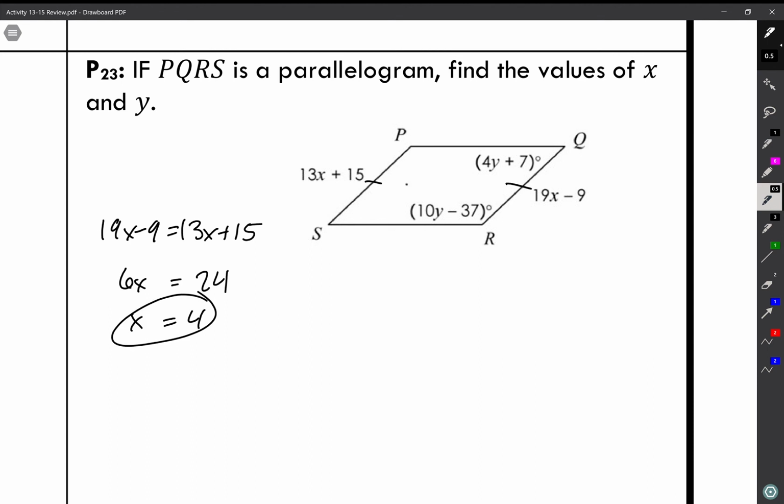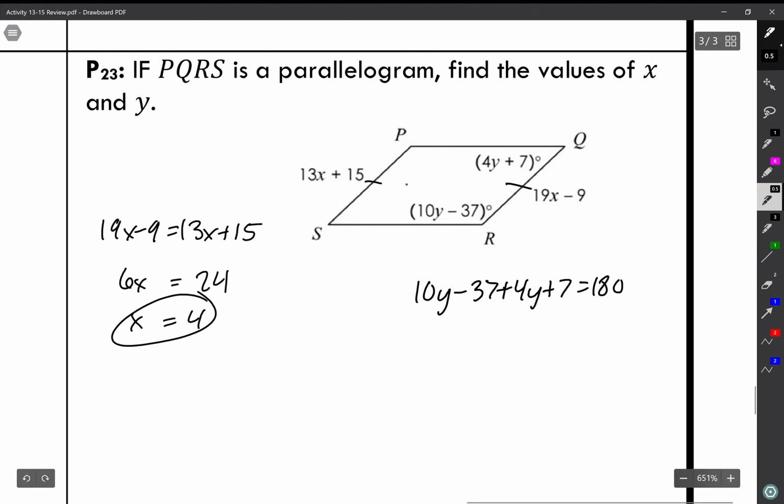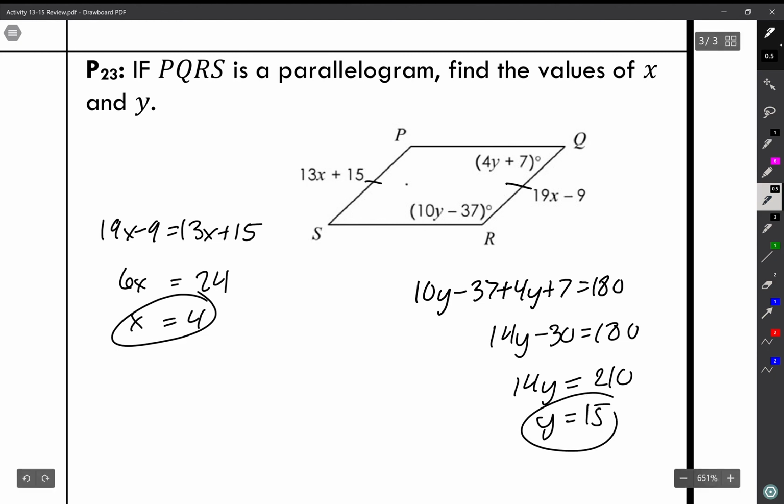Now for the angles we have right here for y, these two are consecutive angles. Consecutive angles in a parallelogram are supplementary, so we add them up and set them equal to 180. 10y plus 4y is 14y. Negative 37 plus 7 is negative 30, is equal to 180. 14y is equal to, add 30, gives 210. Divide both sides by 14 to get that y is equal to 15. And we're finished.